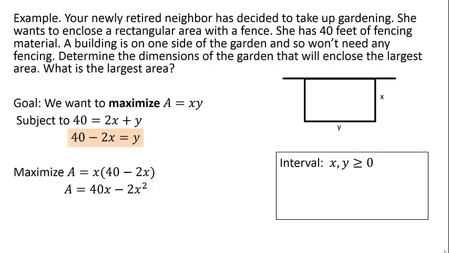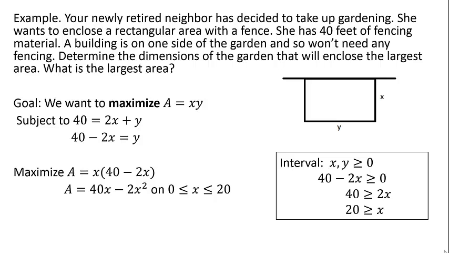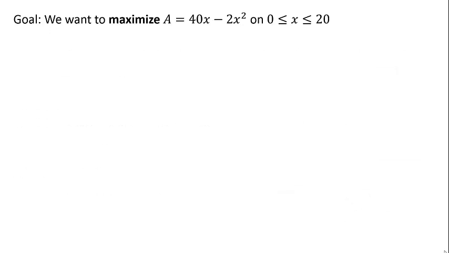Since y equals 40 minus 2x, then y greater than or equal to 0 means 40 minus 2x is greater than or equal to 0. And we can solve for x by adding 2x to the other side and dividing by 2. So x must be greater than or equal to 0 and less than or equal to 20. Hence, our interval or domain for our equation is 0 to 20. The goal of our problem then is to maximize the function A equals 40x minus 2x squared for values of x between 0 and 20.